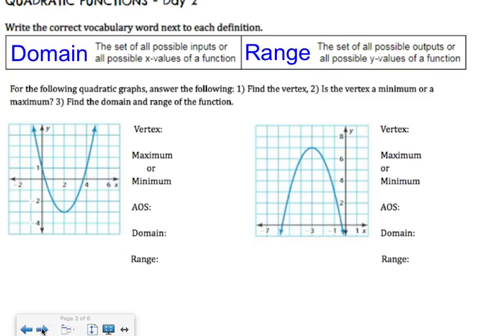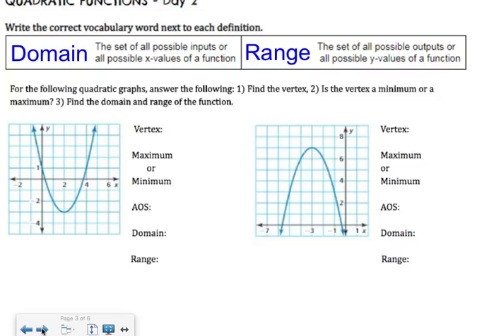So we got some new vocab words. Well, actually, they're not that new because we've talked about domain and range, just not in this context yet. The domain is the set of all possible inputs or x values. We talked about that, I think, all the way back in November. Whatever I plug into my function is called the domain. The range is whatever answer I get when I plug into my function, so all the possible y values. We'll see what that looks like when we're talking about a quadratic graph.